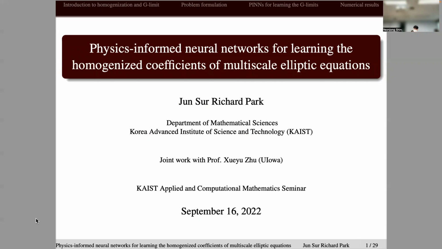Richard received his PhD from Texas A&M University, and then did his postdoctoral training at the University of Iowa in the math department, and then he joined KAIST in my group as a postdoc. Today we are going to talk about physics-informed neural networks, learning the homogenized coefficients of the multiscale elliptic equation.